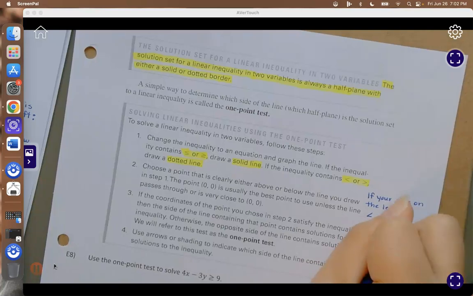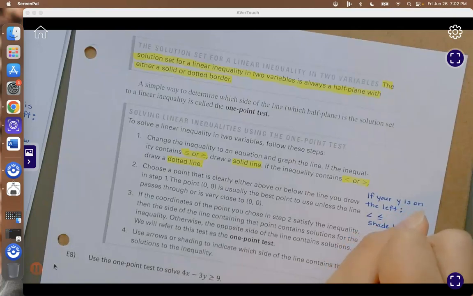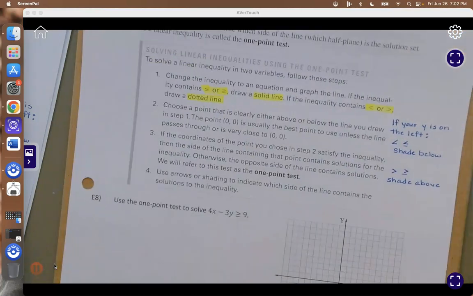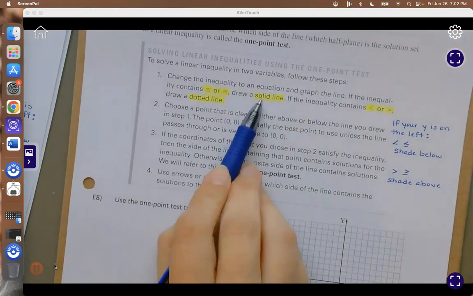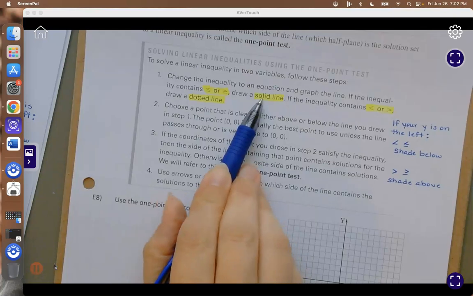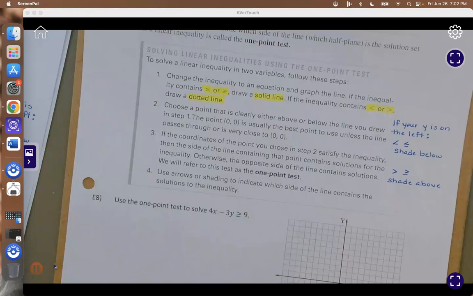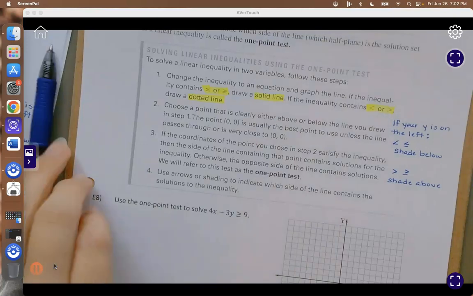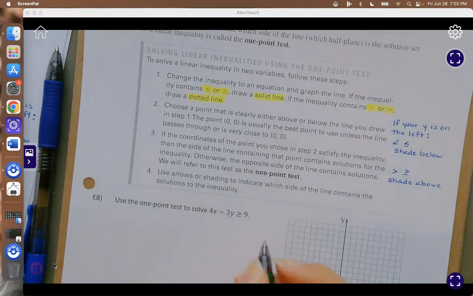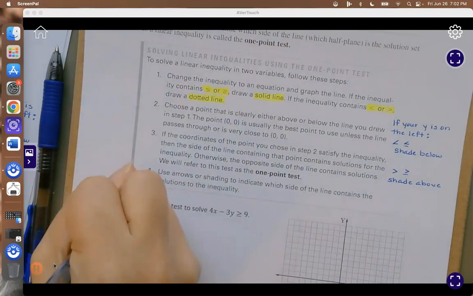If you have a greater than or equal to, you're going to shade above. That shading tells you all the ordered pairs that work for that equation. If you have a solid line, then the points on that line also are part of the solution. If it's a dotted line, then those points are not. It's kind of like the way an asymptote does. It's not part. Okay?